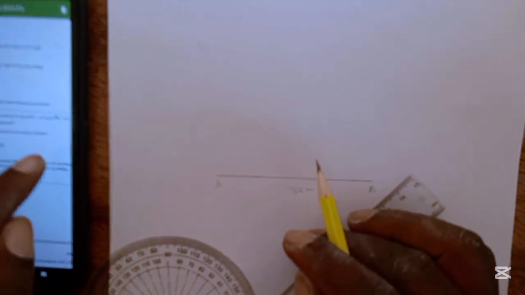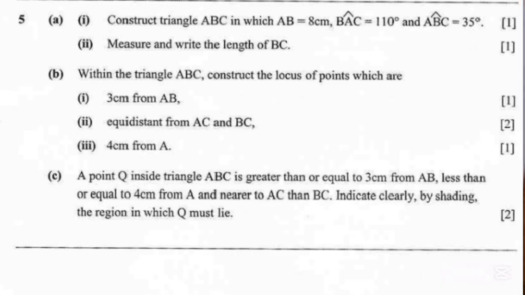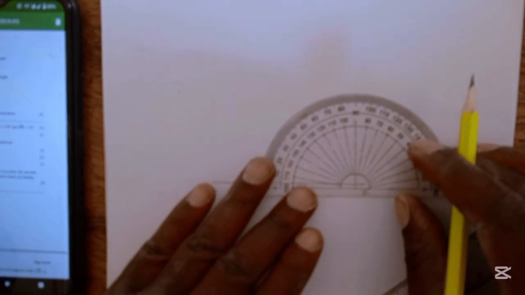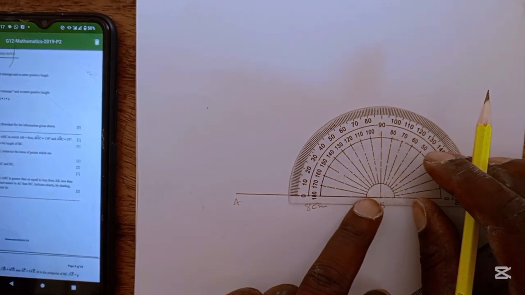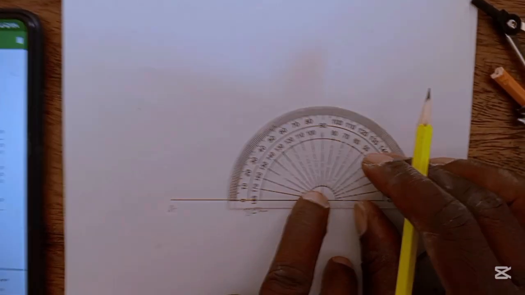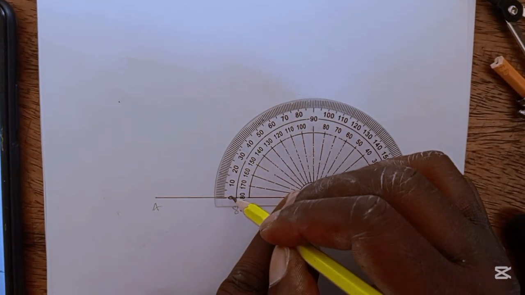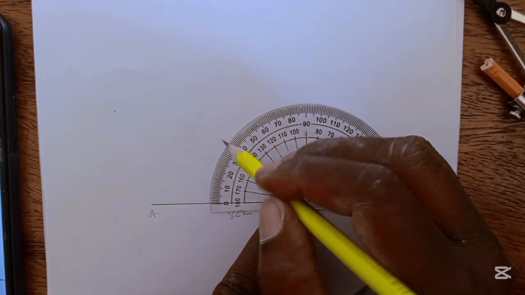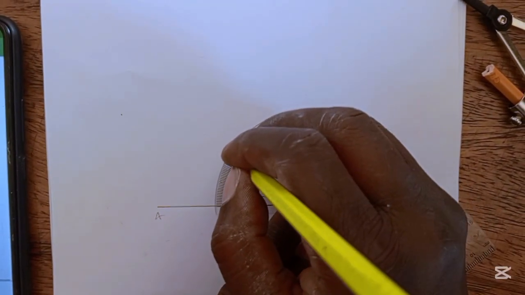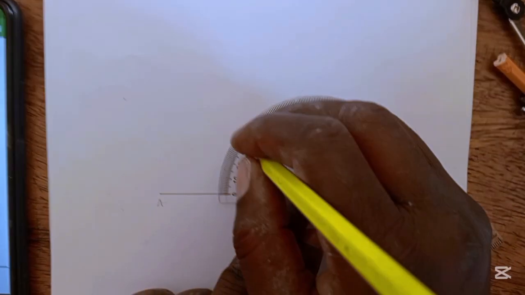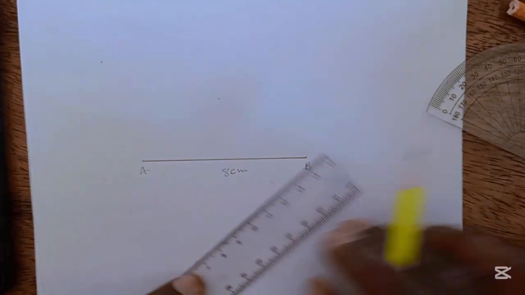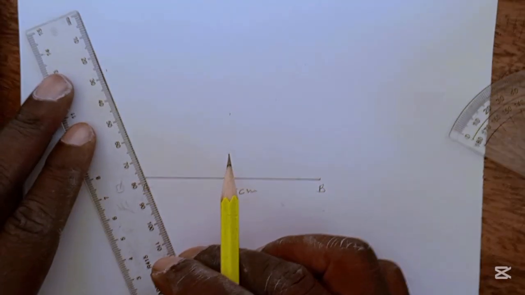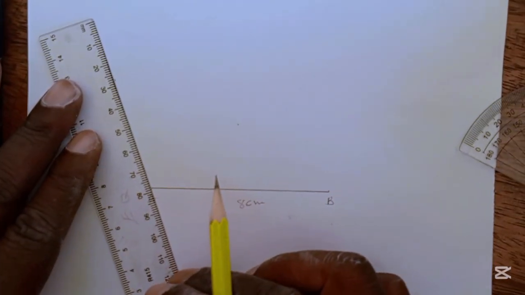Don't draw anything. From there, they are saying angle ABC. Angle ABC is 35, so I also look for 35. So the angle at B is 35. From the baseline, 0, 10, 20, 30, half of that is 35, somewhere there. So now, if this is 35, and the other one is 110, I can continue. I will draw this line. Mind you, this is 110.